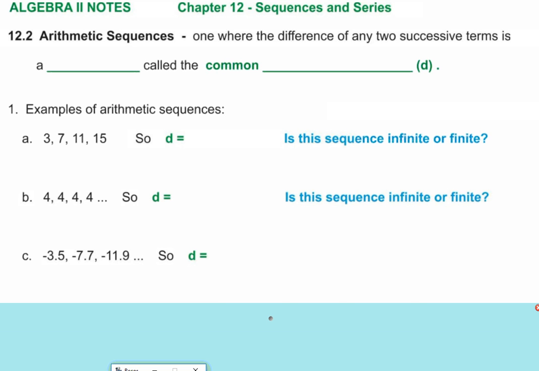Be careful here. These can be a little confusing. It's easy to get confused between recursive, explicit, and arithmetic and geometric. So there are arithmetic sequences, there are geometric sequences, there are other kinds of sequences as well. You've got to keep things straight. How are you going to do that?